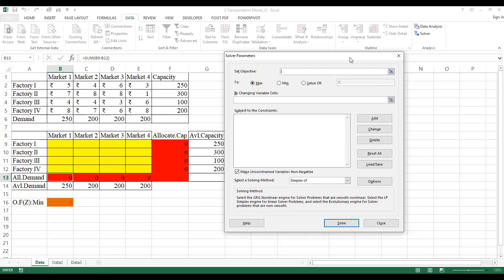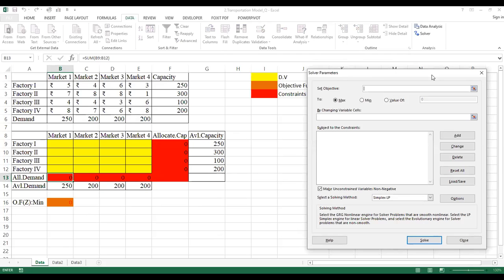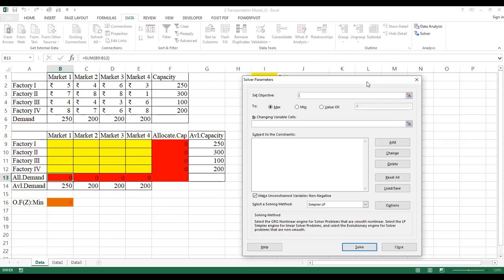Please let me know once you're ready with this step. In the new Excel window, in old Excel, you have to go to options and select linear and assume non-negativity. Let me know once you're ready, then I'll proceed.